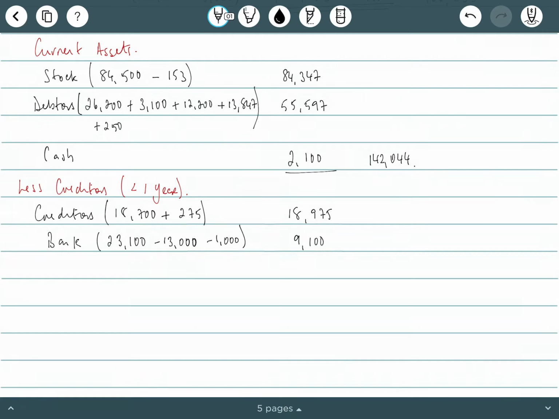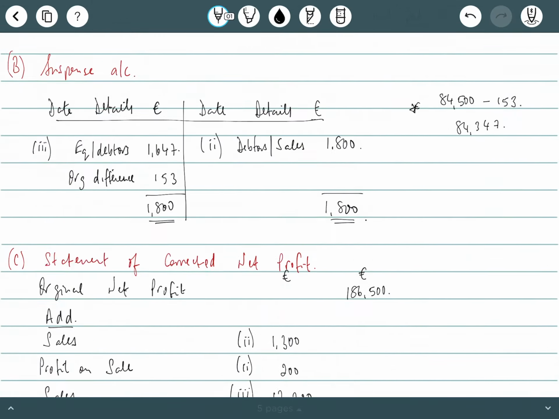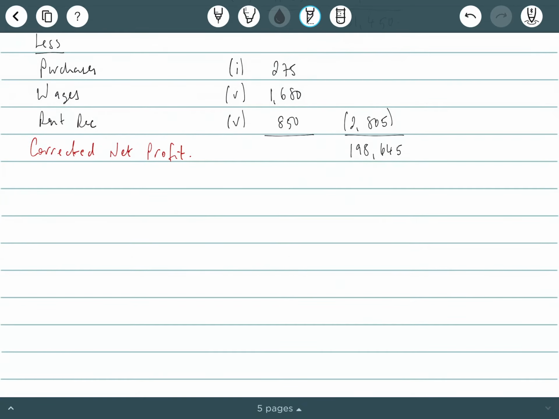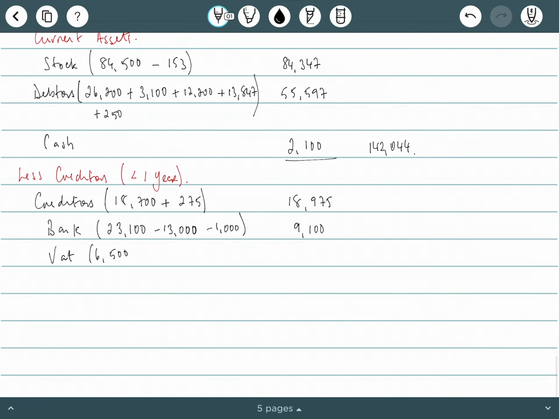The next thing they have there is VAT, and VAT was affected. VAT in this question, lads, is a liability, so it's 6,500. So once again, we go back to see where VAT was affected. Wasn't that working? There it is. So 1647. Working 3 there. It's on the credit side, so we'll be adding it on. So 1647. That's going to give us 8147.